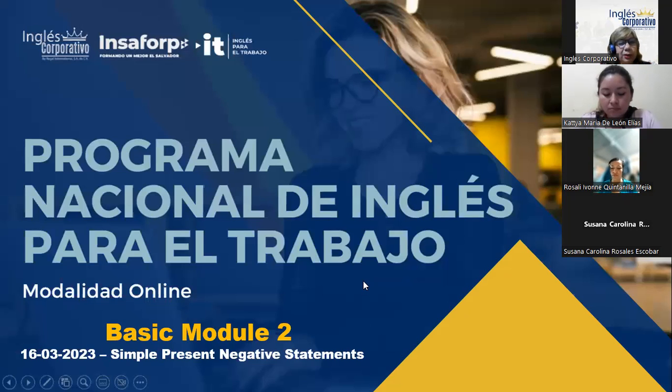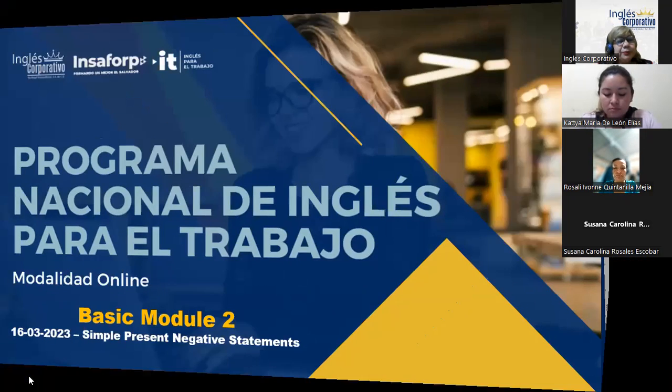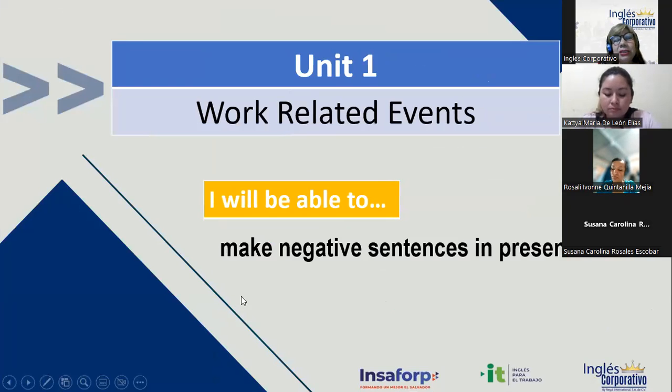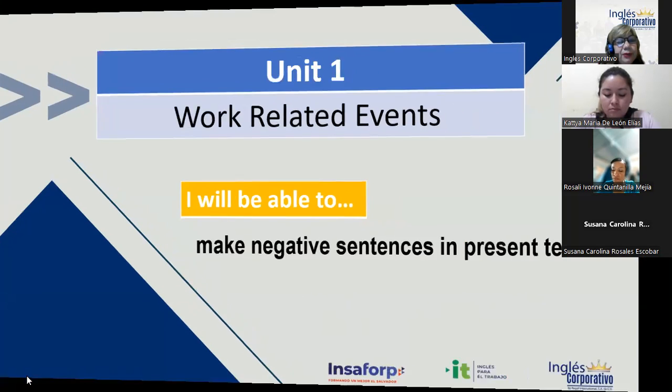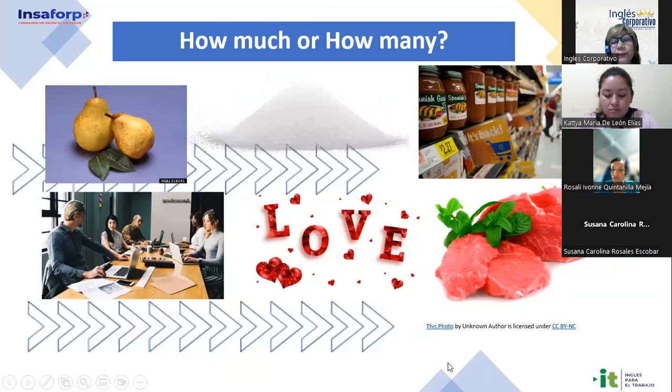Okay. The topic for today is simple present negative statements. These days we have been studying and practicing simple present, but affirmative. Now we are going to practice negative statements. The unit is always, for the first week, work-related events. The objective is to make negative sentences in present tense. That is the only objective for today. And as always, I make a review.